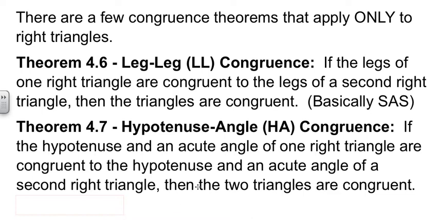Theorem 4.7 is the funniest theorem in all of geometry. It's so funny that the name is hypotenuse angle congruence. If you have the hypotenuse and one of the acute angles matching the hypotenuse and one of the acute angles, that's good enough to say they're congruent triangles. This is basically angle side. We have one angle already, and then we have the right angles. So you're basically looking at angle side, just in a right triangle.